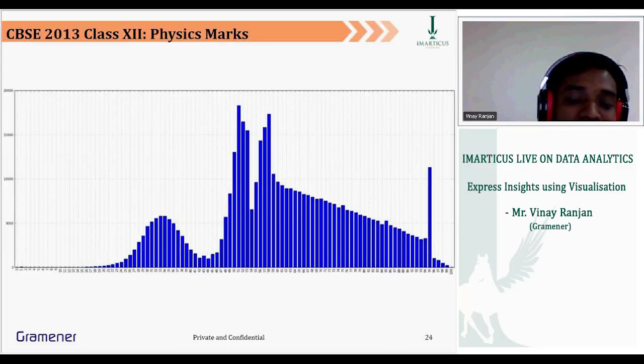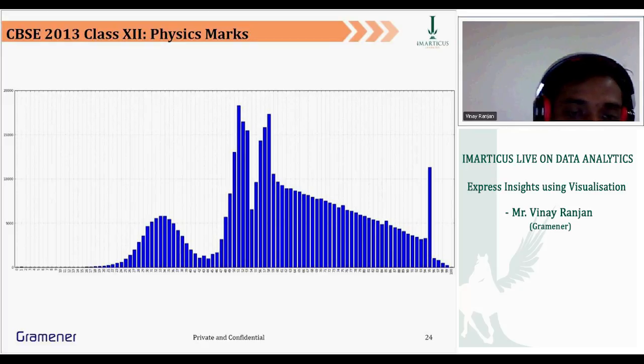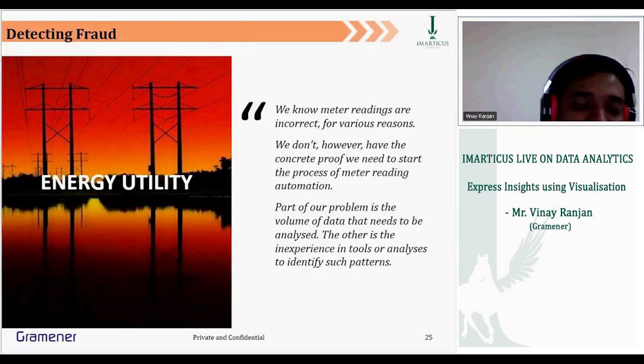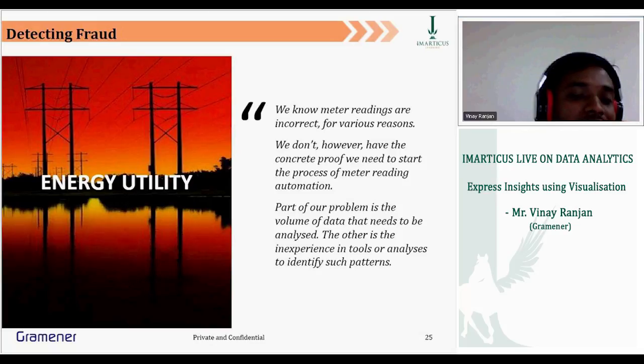So this is something we can see here for physics. So again, physics has a huge spike at 95. And if you look at the average, what average students are scoring is around 48 or something around 50 till 60. So 50 to 60 is like average marks. All right. Now there is one interesting thing, fraud detection in energy utilities.